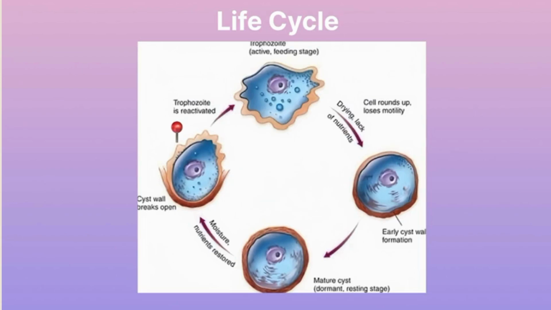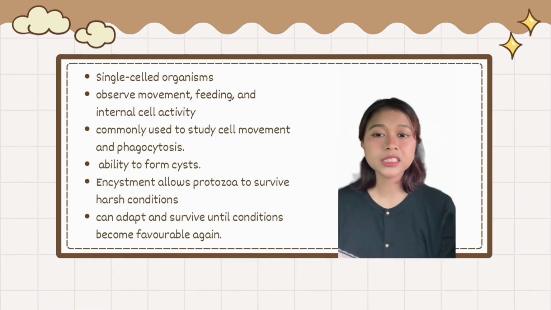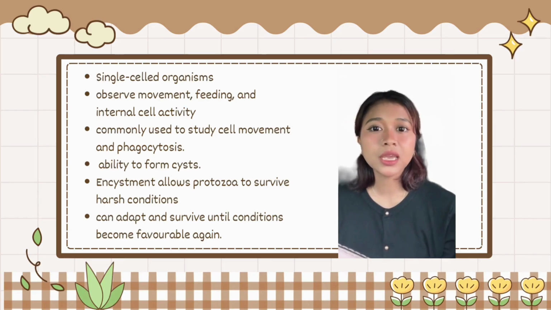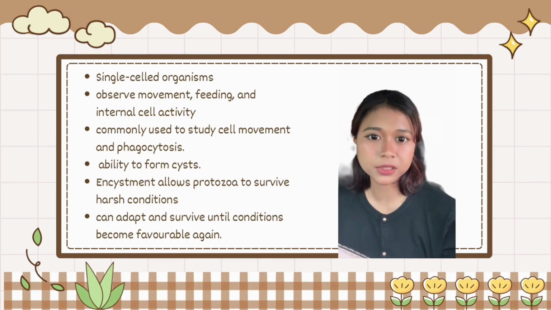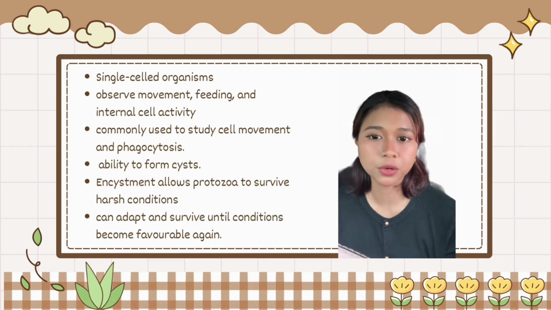Next, the basis for the discussion. Protozoa are scientifically important because they are single-cell organisms with a very simple structure. This makes them useful for studying basic cell processes. Scientists can easily observe movement, feeding, and internal cell activity using a light microscope. In this study, amoeboid protozoa were observed, which are commonly used to study cell movement and phagocytosis.